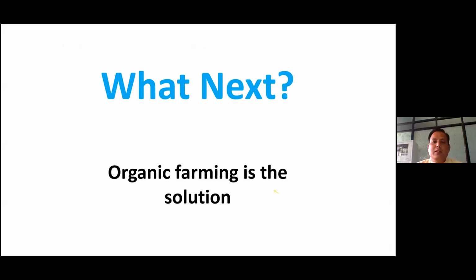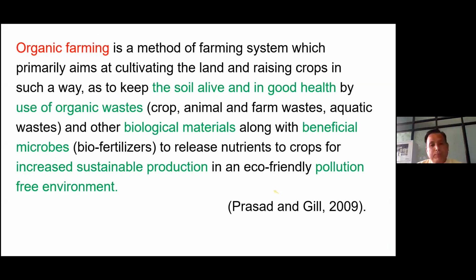The solution is we have to adopt a middle path, and we have to go for organic farming practices. Friends, there are so many definitions of organic farming, but I have taken the definition given by Prasad and Gill. Here the whole emphasis is on soil. They define organic farming as a method of farming system which aims at cultivating the land and raising the crops in such a way as to keep the soil alive and in good health.